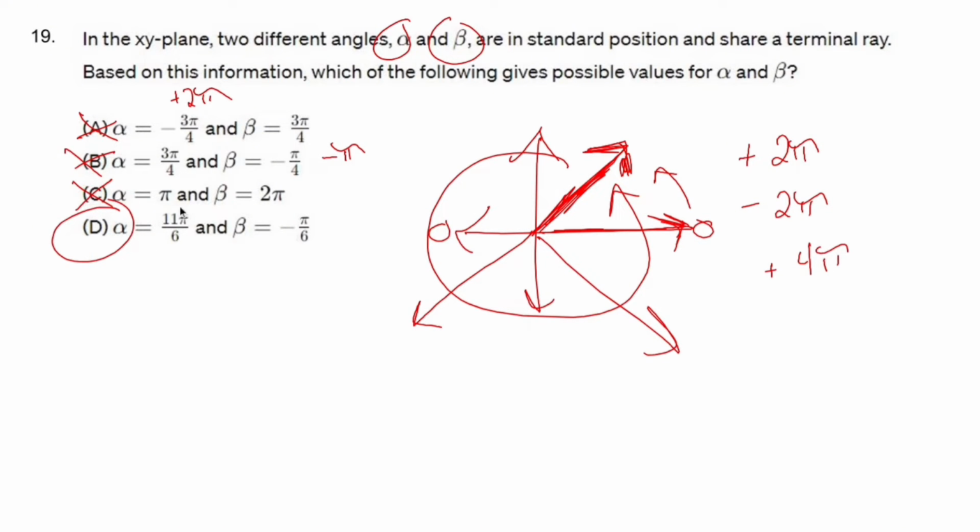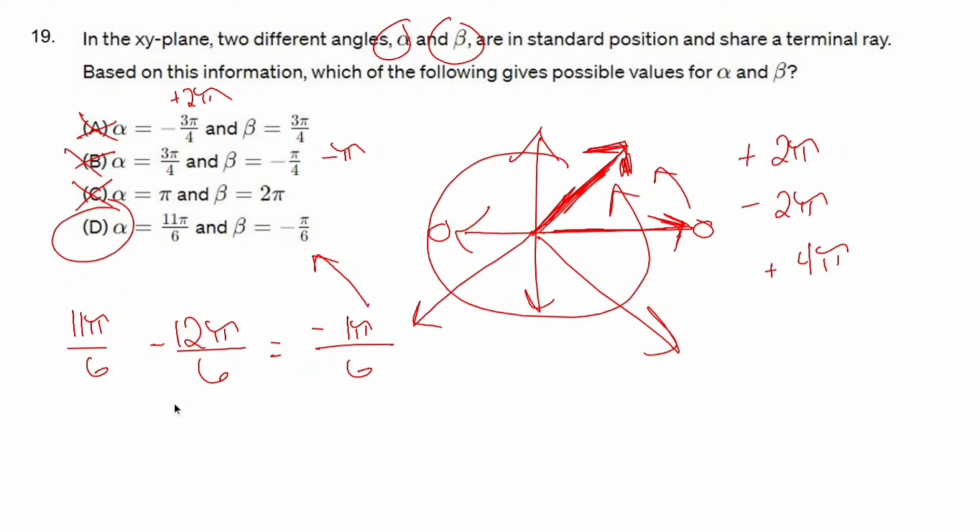So it's got to be D. If I'm going from a positive to a negative, it must be because I took 11 pi over 6, subtracted 2 pi, which looks sloppy, so I'll turn 2 pi into 12 pi over 6 to get negative 1 pi over 6, or just negative pi over 6.